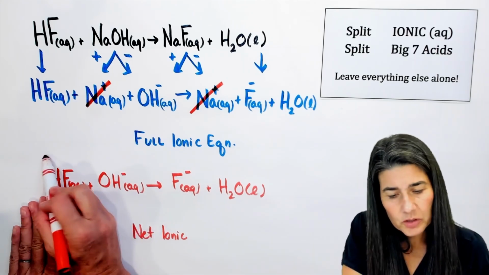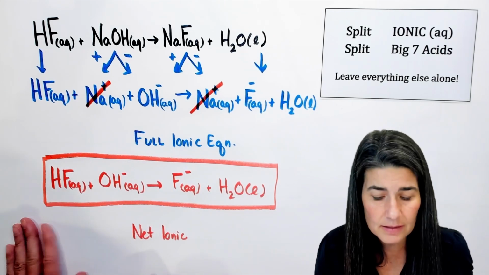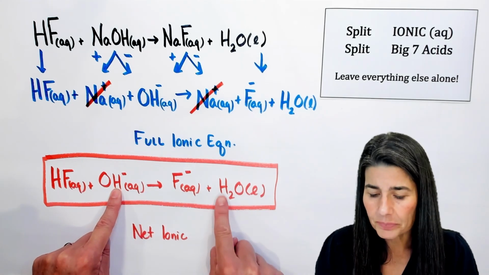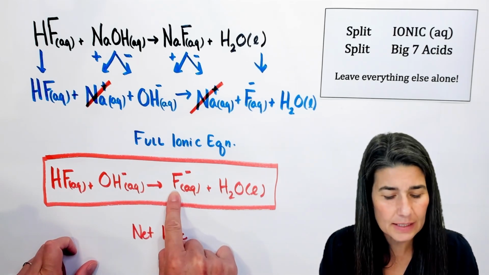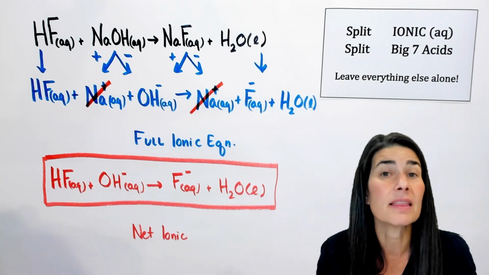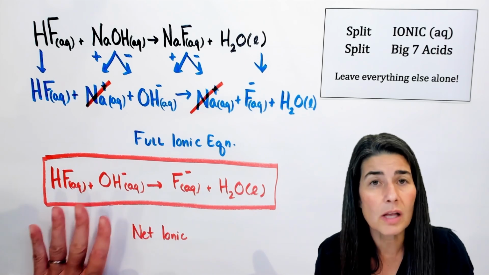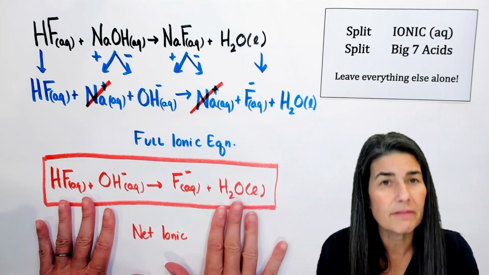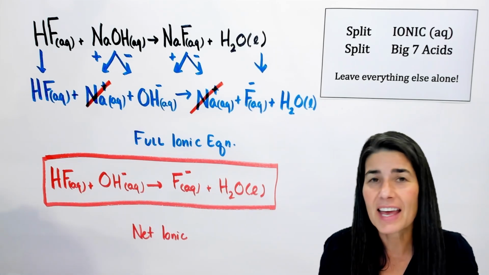If we want to do a double check of this net ionic equation, let's make sure that our elements are balanced and our charge. So for elements, 2 hydrogens on the left, 2 hydrogens on the right, 1 F on the left, an F on the right, and 1 oxygen on the left, 1 oxygen on the right. Similarly, let's check our charge. No charge and a -1 makes a total of -1 on the left. No charge and a -1 makes a total of -1 on the right. Our net ionic is balanced by both elements and by charge.